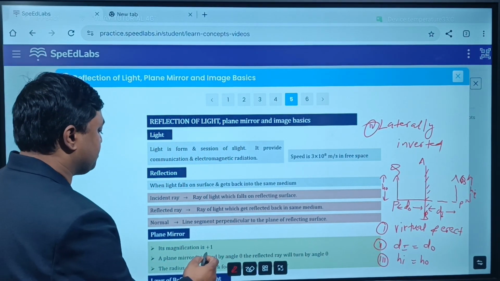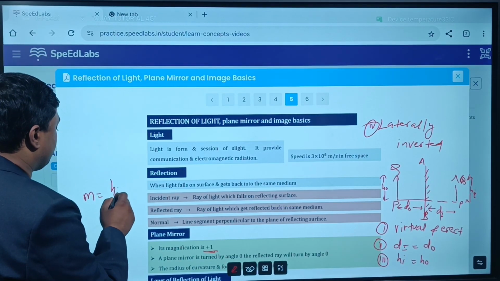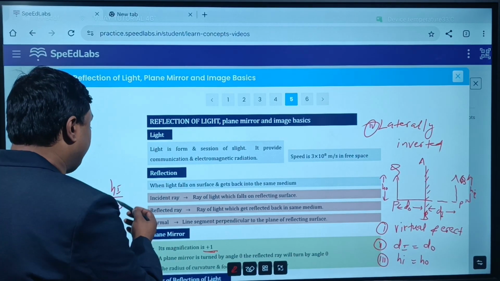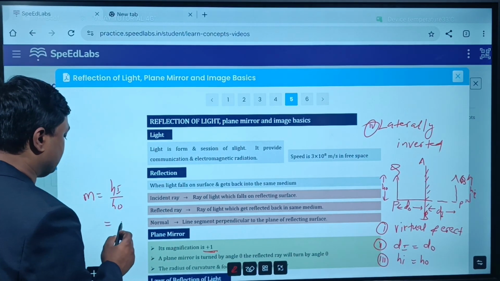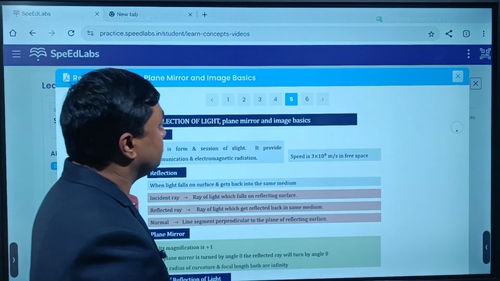Magnification of a plane mirror is +1. Remember, because magnification is nothing but the height of the image to the height of the object. But in the case of a plane mirror, the height of the image and the height of the object are the same. So magnification is what? 1. Okay, MCQ question.